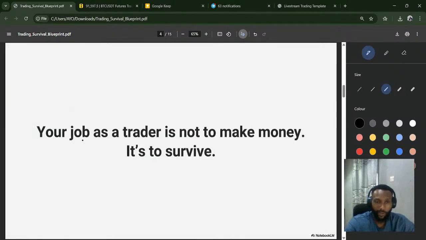See, it's written here in bold for you. Your job as a trader is not to make money, it's to survive. I'll repeat it again. I might say this 100 times today before the end of the stream. Your job as a trader is not to make money, it's to survive. Do you understand that?